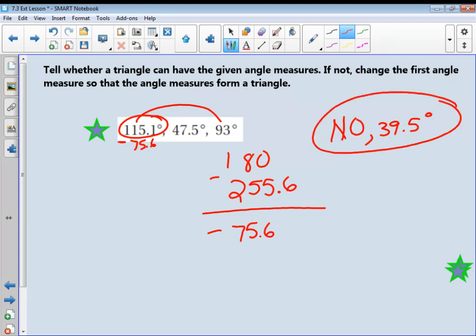That one was tricky. Okay, so once again, you're going to add together your angle measures and see if they equal 180. If not, you're going to find the difference between your sum and 180, and then either add or subtract that to the very first number.